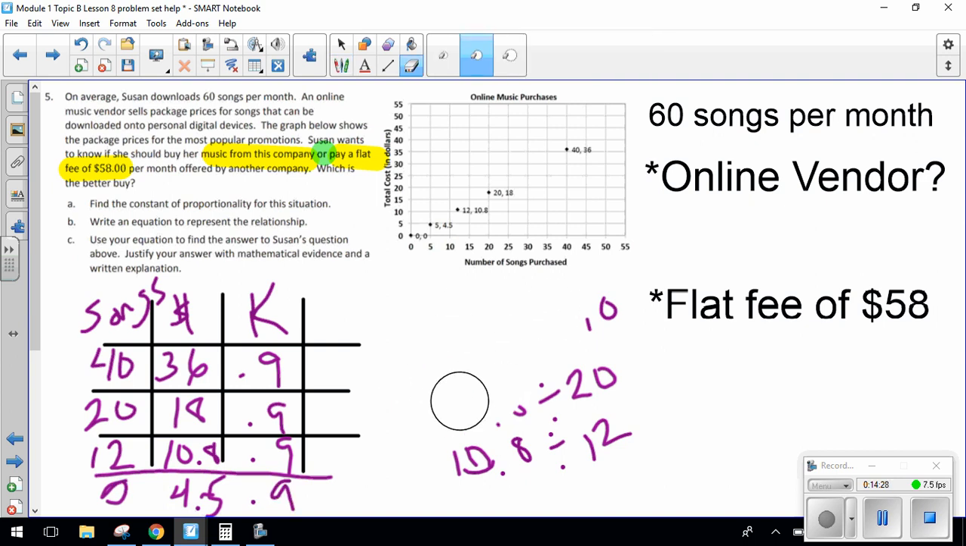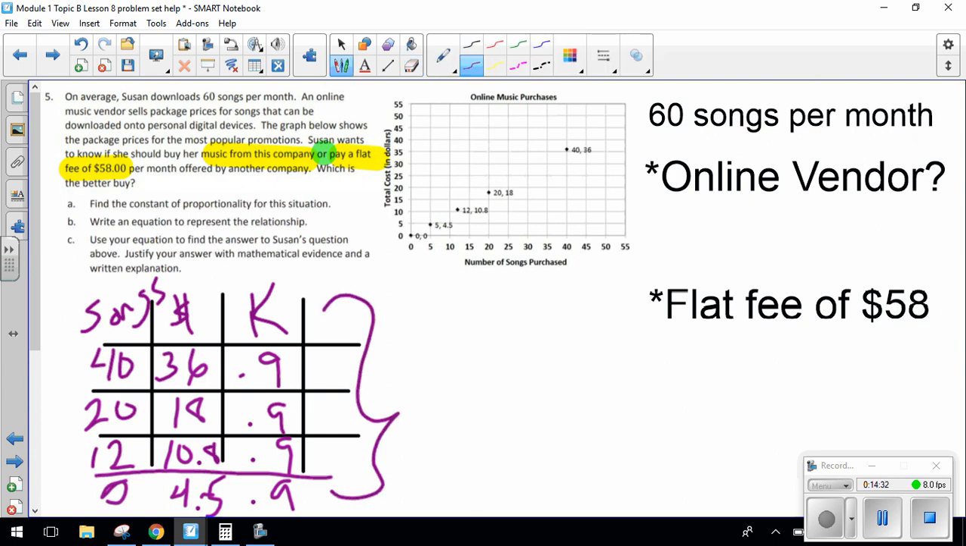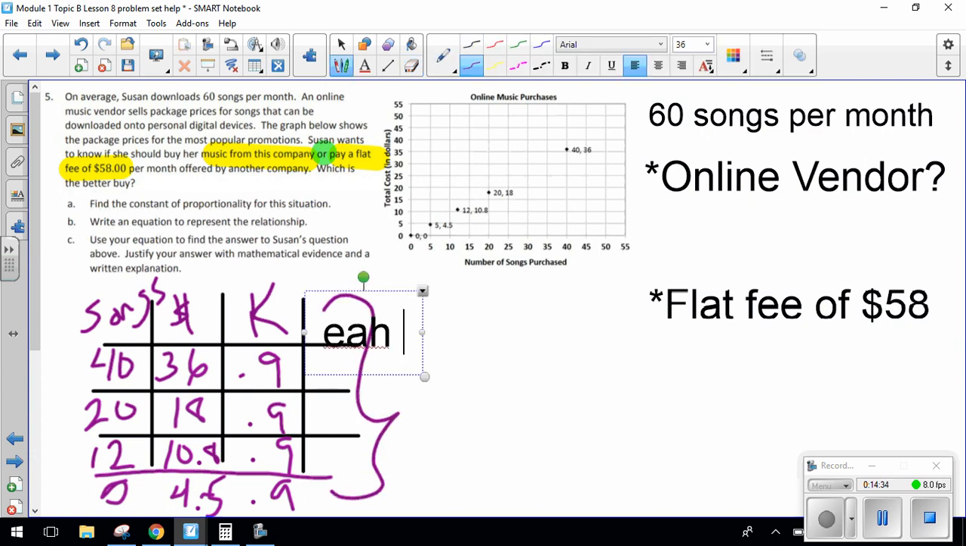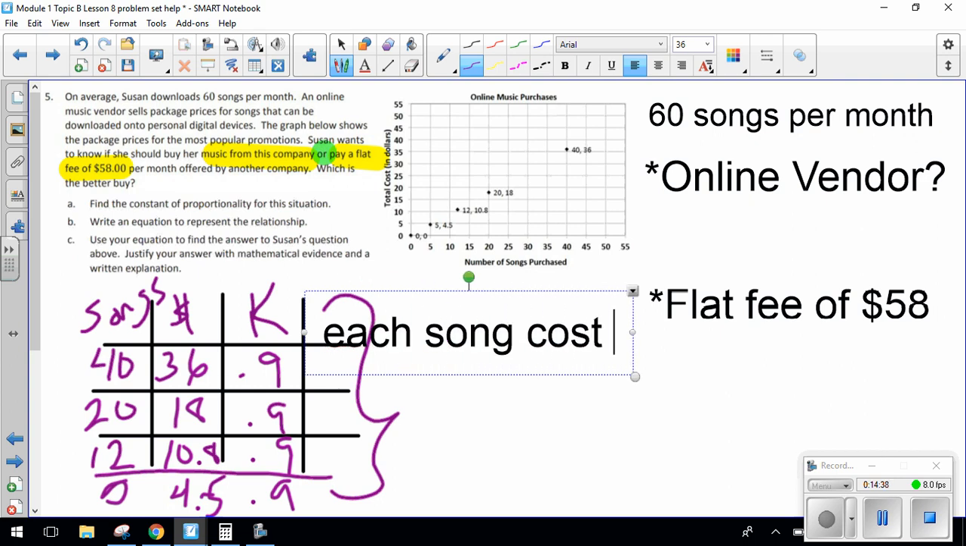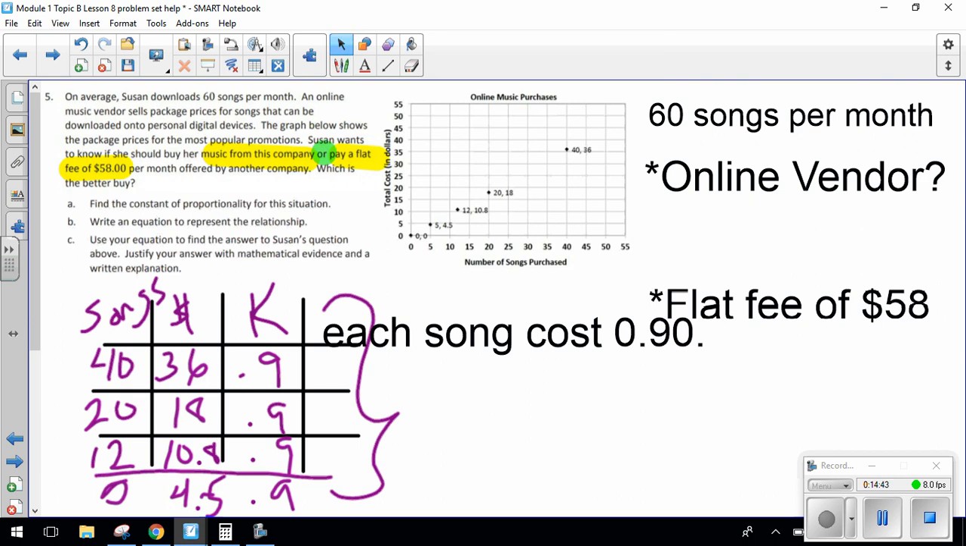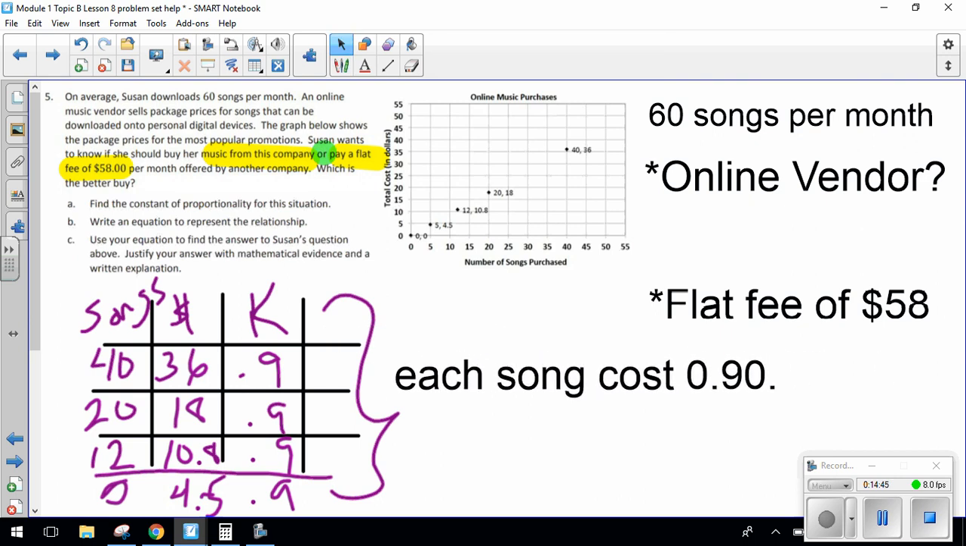So what does all this mean? Well, what we did was we found the unit rate. What this is telling me is that each song costs 90 cents. That's what you just found out. So let's take a look at all of our questions now.